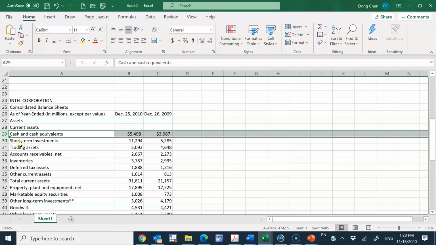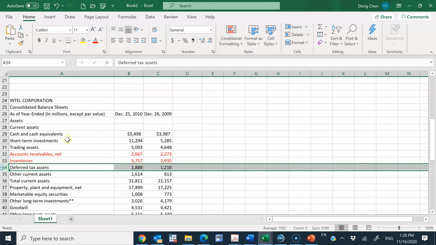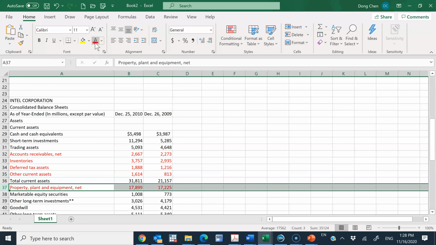Cash is not operation related, and short-term investments, this is investment related, so it's also not operation related. And trading assets, I believe that's also investment related. Accounts receivable, that's operation related, and so is inventories, deferred tax assets, and other current assets. And net PPE, that's also operation related. But marketable equity securities is not operation related. This is also investment related.